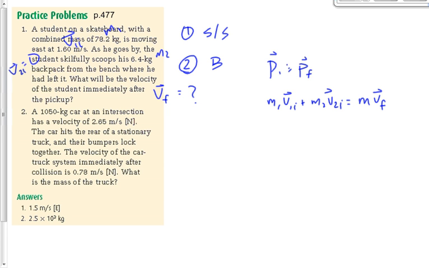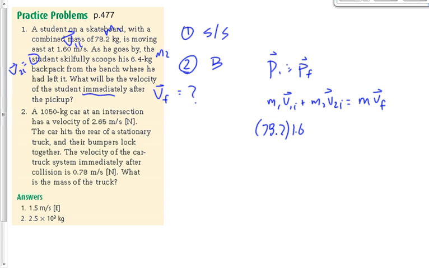Notice it says immediately after pickup. The reason we look at immediately before and immediately after is to allow us to have that isolated system. It doesn't give us a chance to have any external forces acting. In other words, it allows us to have that isolated system if we're looking at it just before and just after the interaction. All right, M1, 78.2 kilograms.